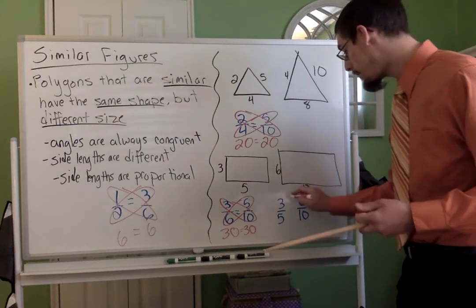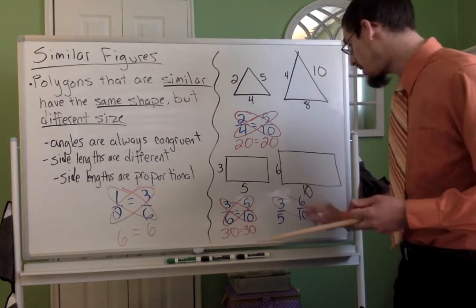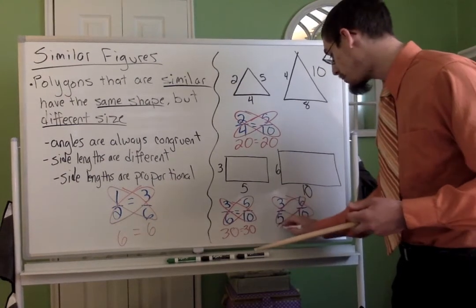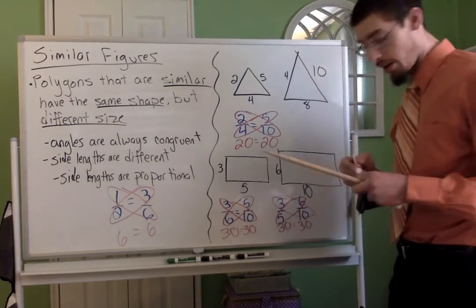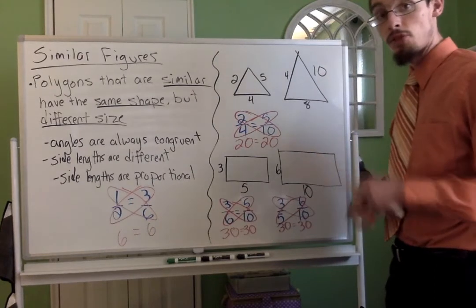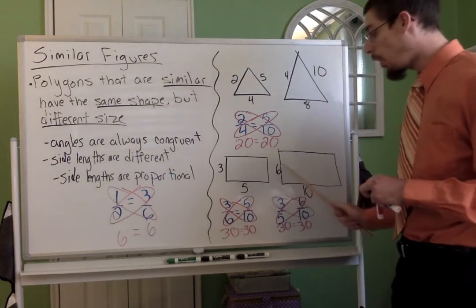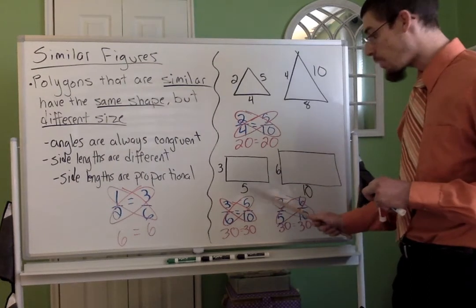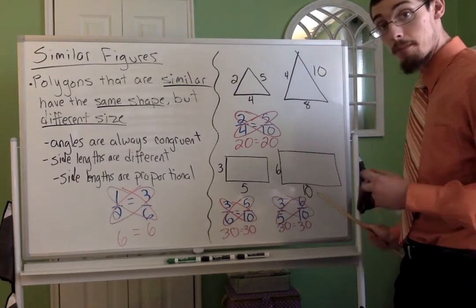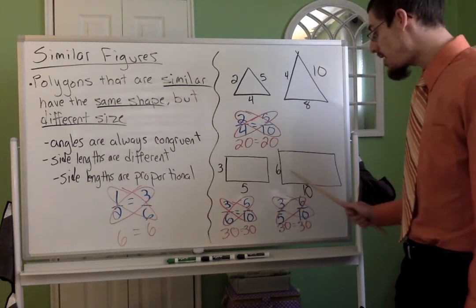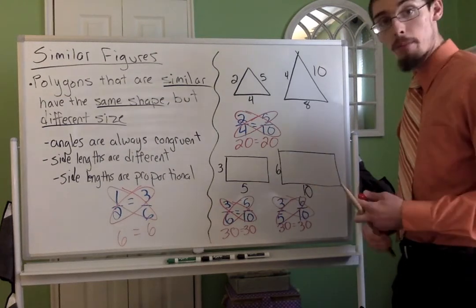Cross multiply. 3 times 10 is 30. 6 times 5 is 30. So you have 2 options: small over small equals big over big, or small over big equals small over big.